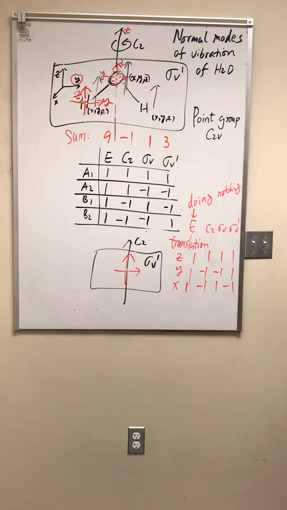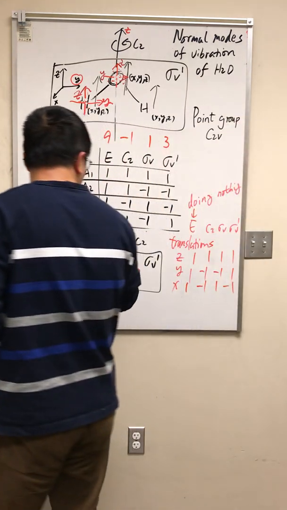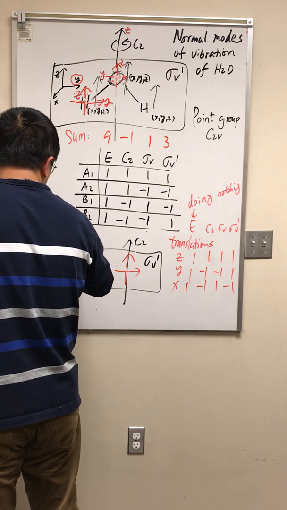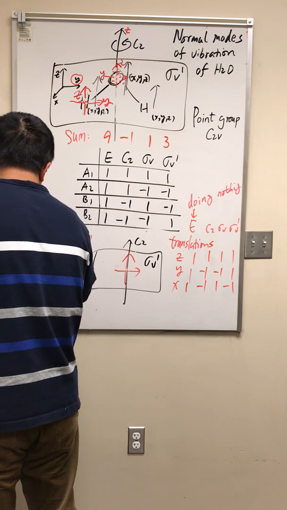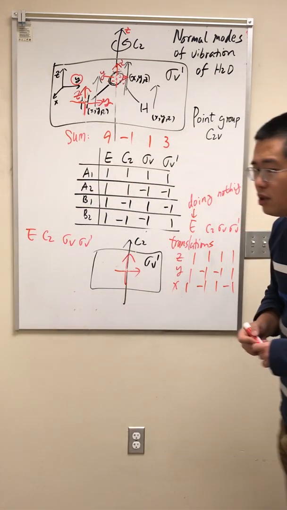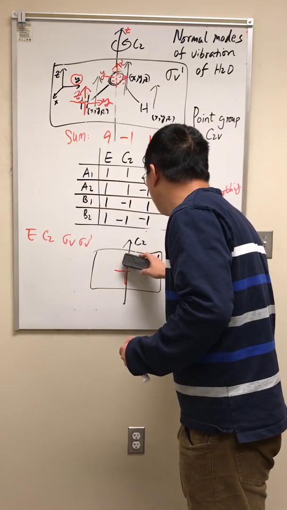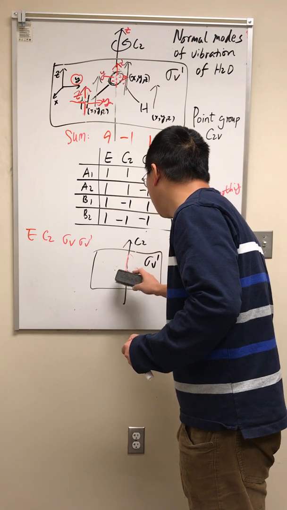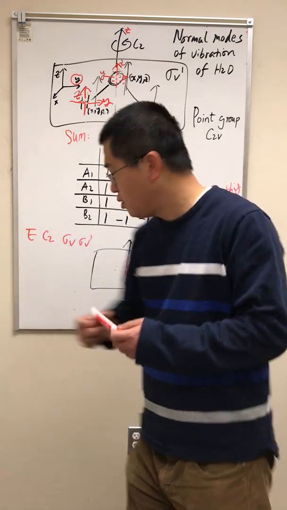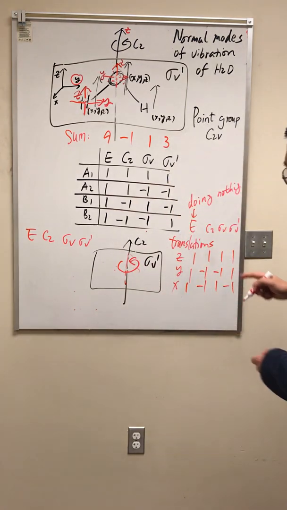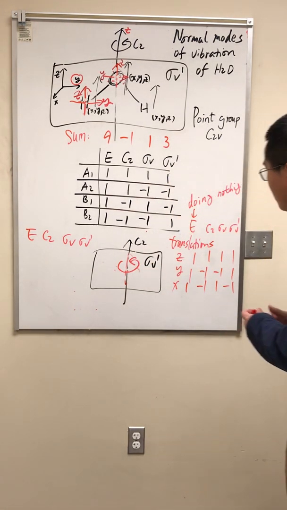All right, so those are the 3 translations. Now we're going to look at the 3 rotations. And we're about to do sigma v prime, and the 3 rotations. First, the rotation about the z-axis. This is the notation of the rotation about the z-axis.